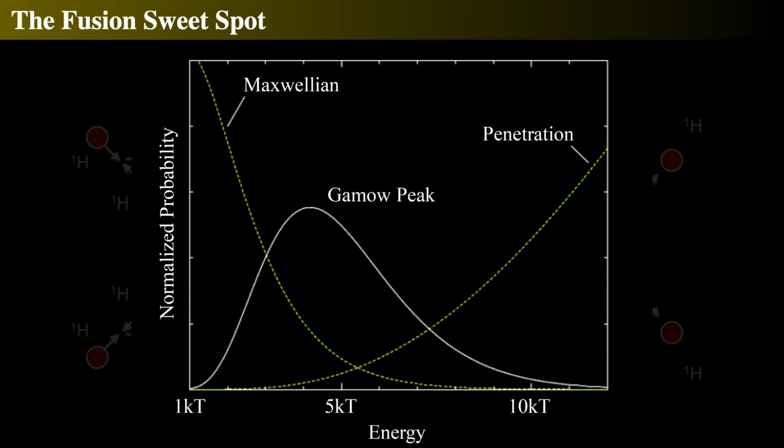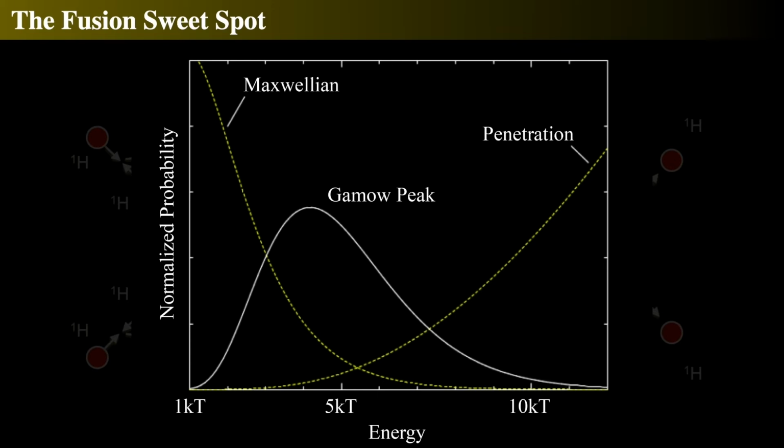The Maxwellian distribution is what you expect to have for a particular temperature when the protons are at that temperature. Some have higher energy and some have lower energy. They don't have exactly the same energy. There's a distribution. But very, very high energies are extremely rare.